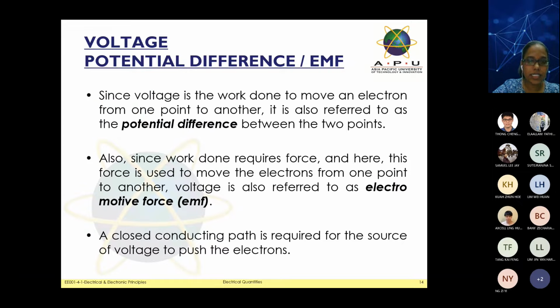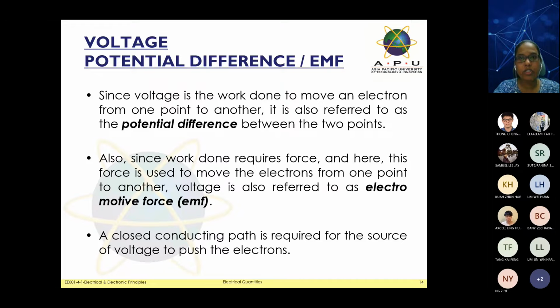Okay, the next one is just definitions. Just take note of these definitions. Later on you may also have a look, but for now just look at the definitions: what they mean by voltage, potential difference, and EMF. They have a difference here. The first one, voltage, is the work done to move electrons from one point to another. It's also referred to as potential difference. Voltage is always called potential difference, where they compare between the 2 points.